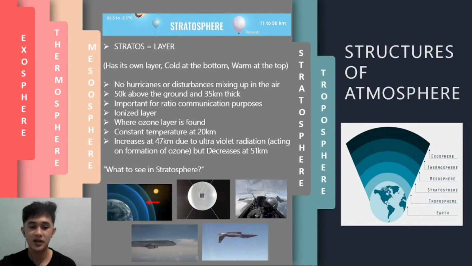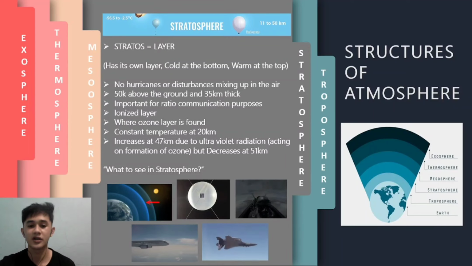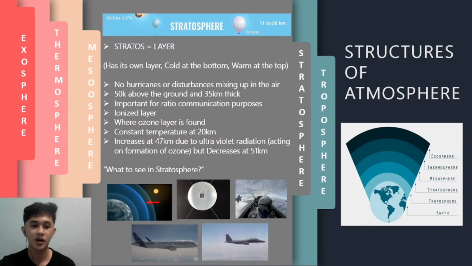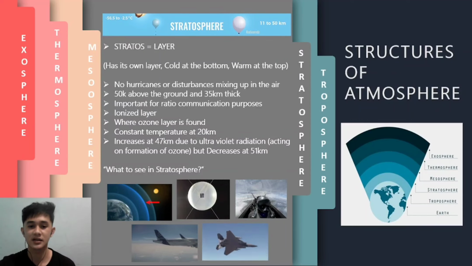Dito rin natin makikita yung ozone layer, na kung saan constant yung temperature sa layer nito at 20 kilometers, and nag-increase sa 45 kilometers dahil sa ultraviolet radiation na nag-act sa formation ng ozone layer. But nagde-decrease pa rin naman ito sa 51 kilometers. Dito walang hurricane or disturbances na nag-mix sa air.